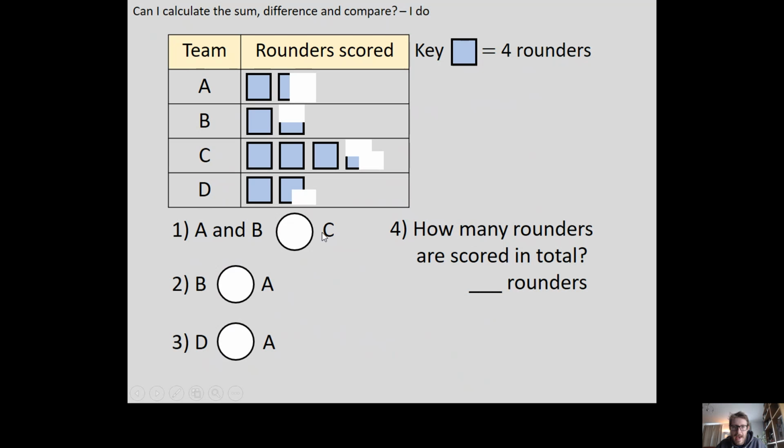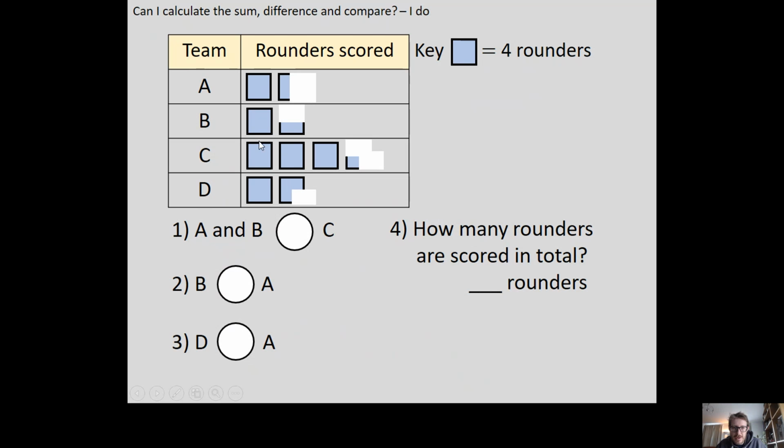So we want to compare, first of all, the number of rounders scored between A and B versus C. So A and B against C. So we want to see, has A and B together scored more, so greater, less than, or equal to C? Well, A have scored 4 plus 2 is 6, and B have scored 4 plus 2, which equals 6. So add these two together, 6 and 6 is 12.